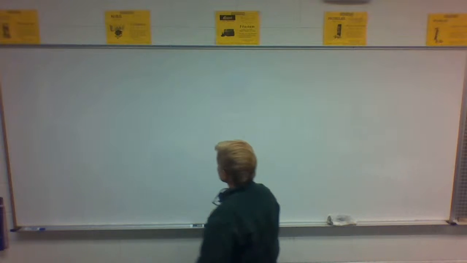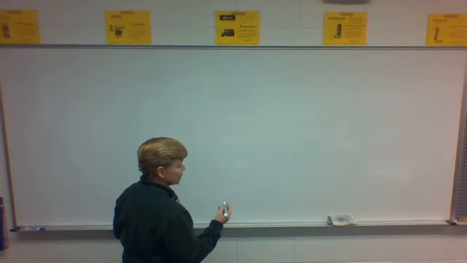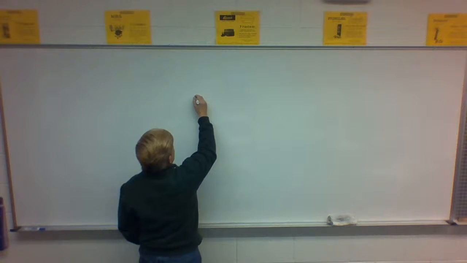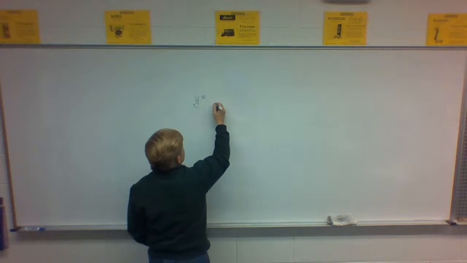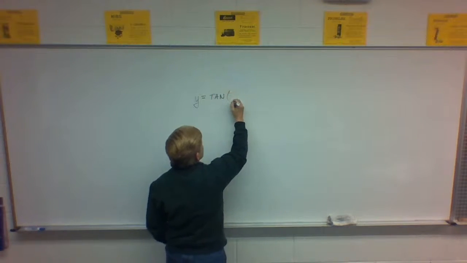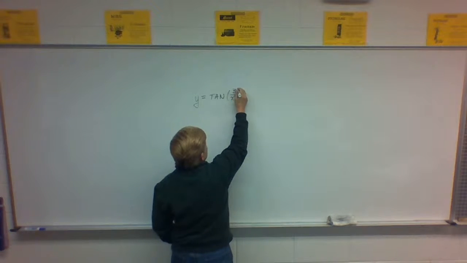I want to warn you about something on number 11. Here comes the warning. They'll ask you to find something, and it looks deceptively simple at the outset, but then people forget how to handle a certain thing. I'm going to show you, okay? So on number 11, it says find dy dx again, and y is something like this: tangent of 3 over x squared.